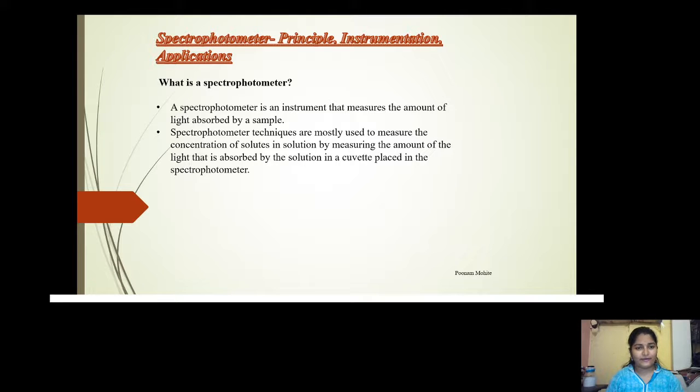Let's see what a spectrophotometer is. A spectrophotometer is an instrument that measures the amount of light absorbed by a sample. It is a technique which is very useful to measure the concentration of the solute in the solution by measuring the amount of light that is absorbed by the solution in a cuvette placed in the spectrophotometer.